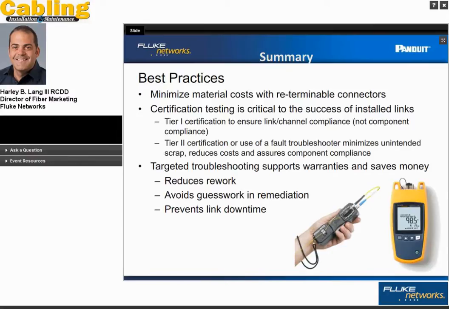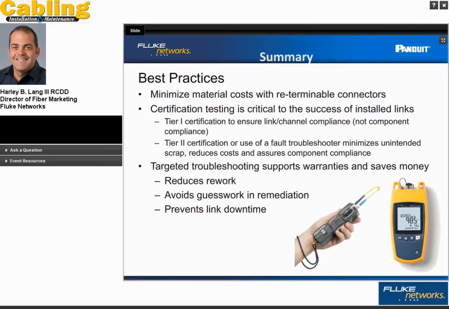So then, just in summary, there are some best practices that we need to follow. What we focused on today has to do with saving costs. I think that's probably one of the most important best practices, keeping our costs down. Re-terminable connectors can be one of the ways to do that, especially when coupled together with a tester that can take some of the guesswork out of which connector should be re-terminated.